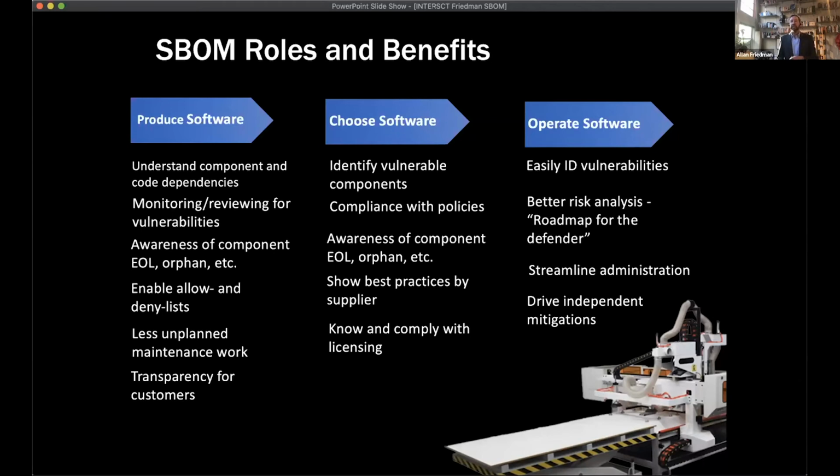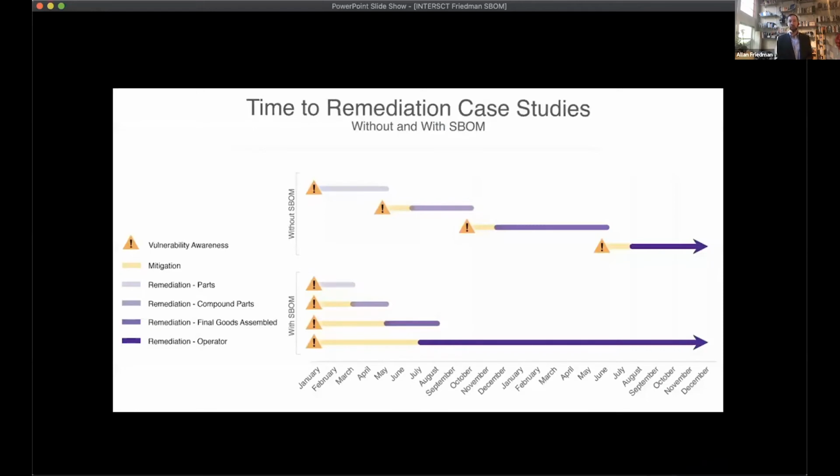The other thing is it's going to help us think about independent mitigations. So here's a sanitized case study on remediation of vulnerabilities. On the top is without an SBOM, on the bottom is with an SBOM. Now, SBOMs, as I keep implying, won't solve all of our problems. So for example, it won't magically create patches, but it does help us do other things.